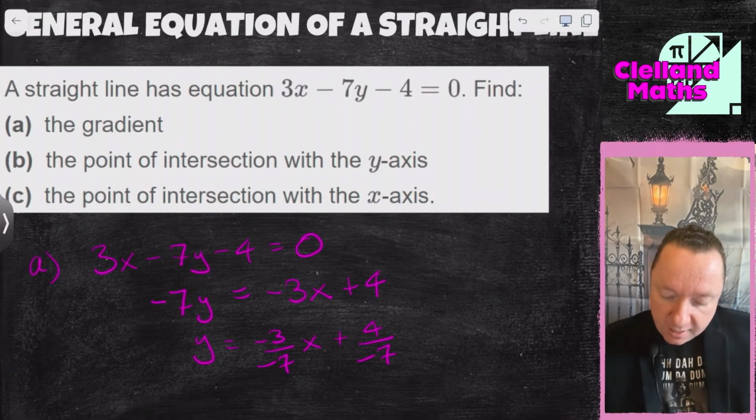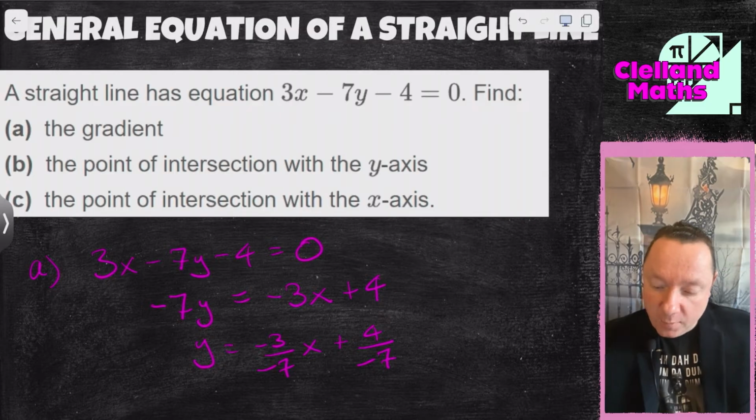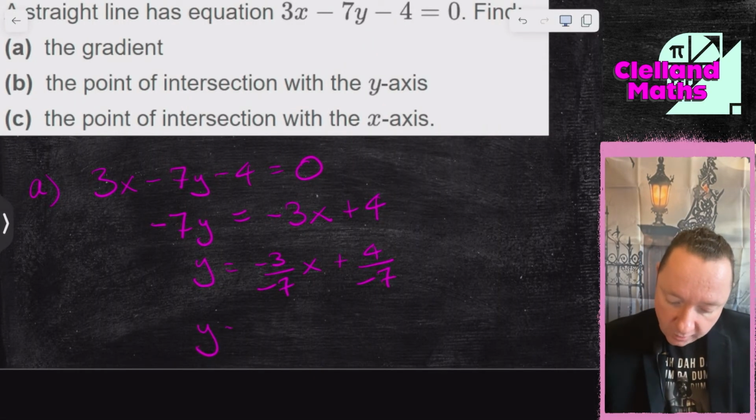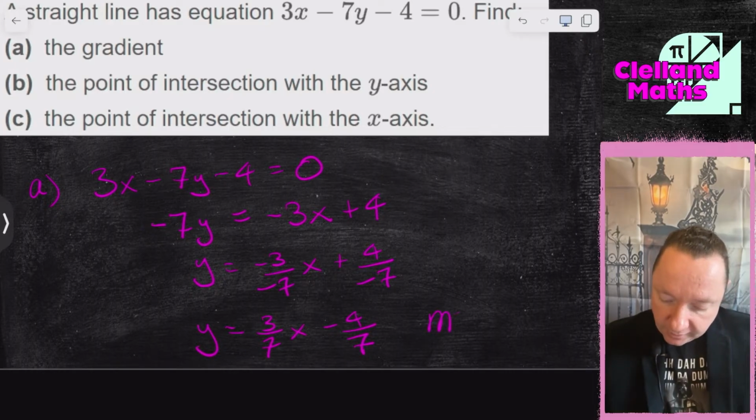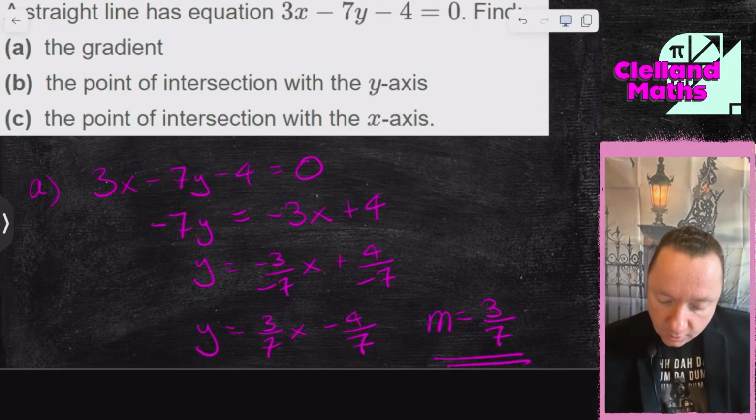Now we never leave in maths minuses on the bottom of fractions or minus divided by minus, so we need to tidy it up a little bit. So that gives me y equals just 3/7 x and minus 4 over 7. Now we can say the gradient is the number in front of x, which is 3/7, and we're done there. Let's go to part B.